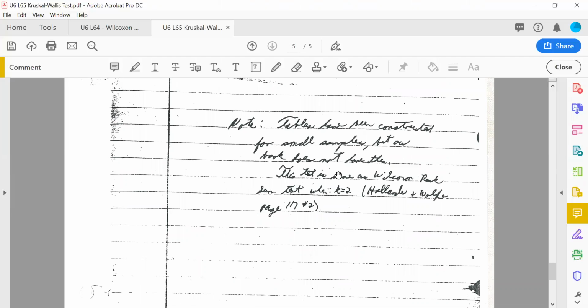Yes. All right, so this is the same as the Wilcoxon rank sum test if there were only 2 samples. Same exact test. All right, so there we go.